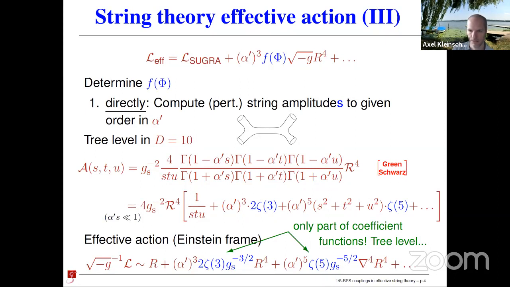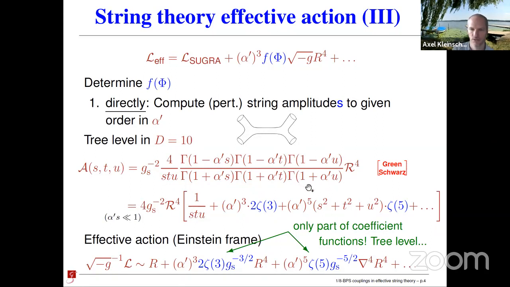And they're really only part, because this was just a tree level calculation. And in principle, you would want to go on and compute 1 loop, 2 loop, and maybe even some instanton calculations to get the full function. And here we have a closed formula in alpha prime.